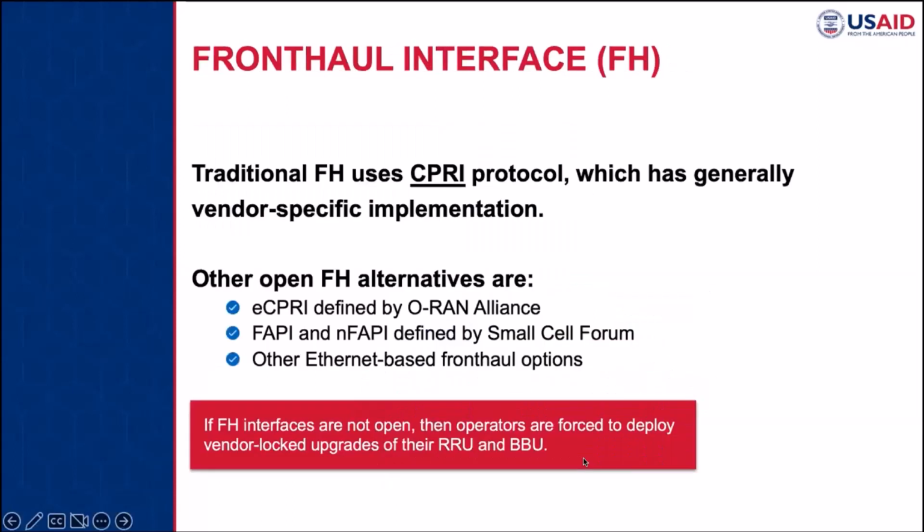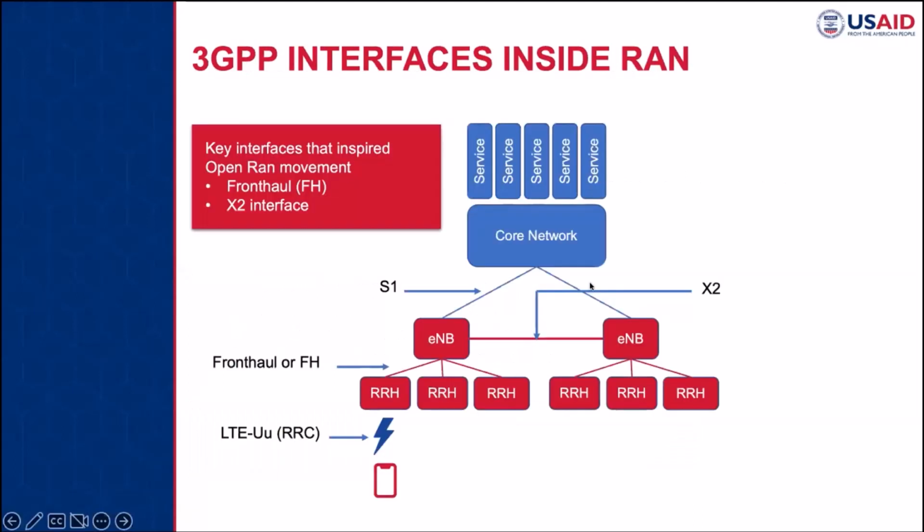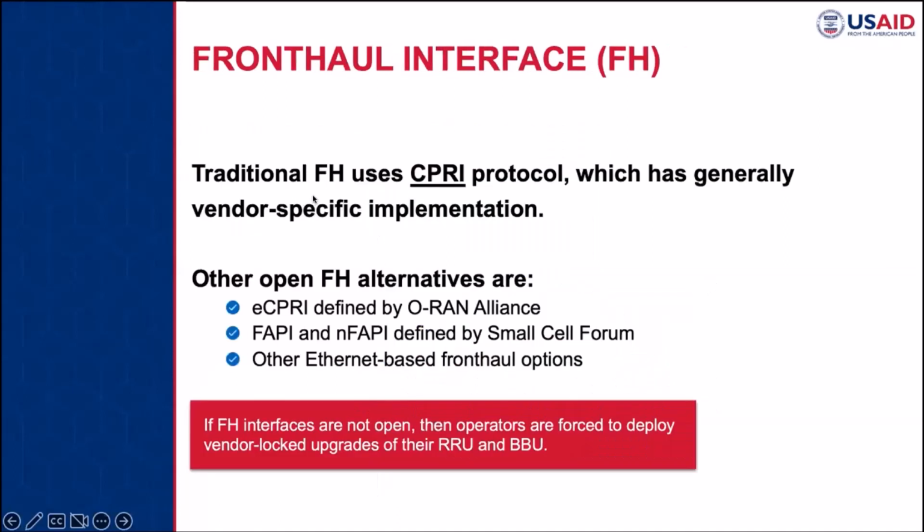Okay, so also our fronthaul interface here, the one connecting the baseband unit to the remote radio head, traditionally uses the CPRI protocol, which has generally been a vendor-specific implementation. Okay, so in OpenRAN, there are other open fronthaul alternatives like eCPRI, defined by ORAN, FAPI and nFAPI defined by the Small Cell Forum, and other Ethernet-based fronthaul options.